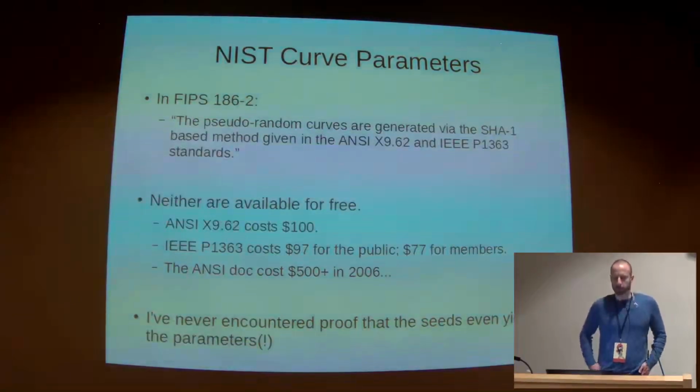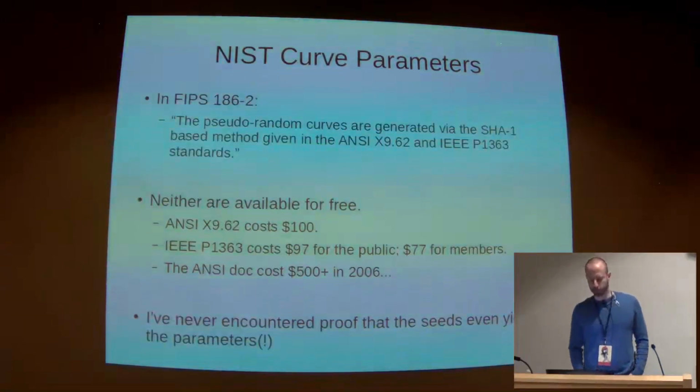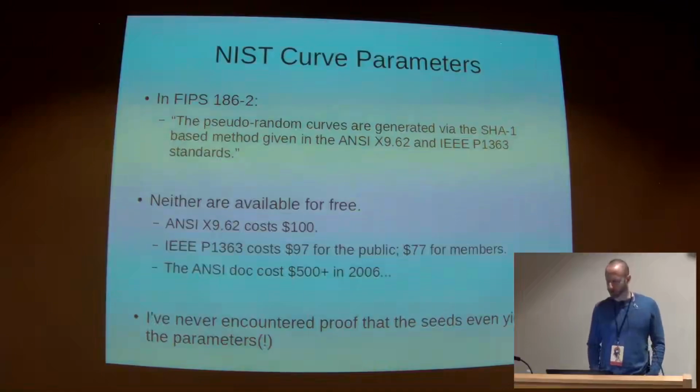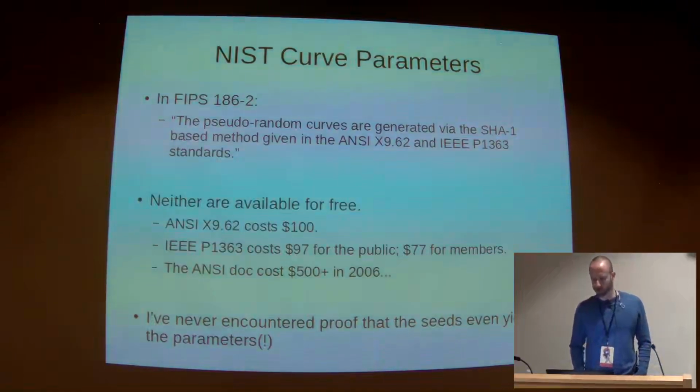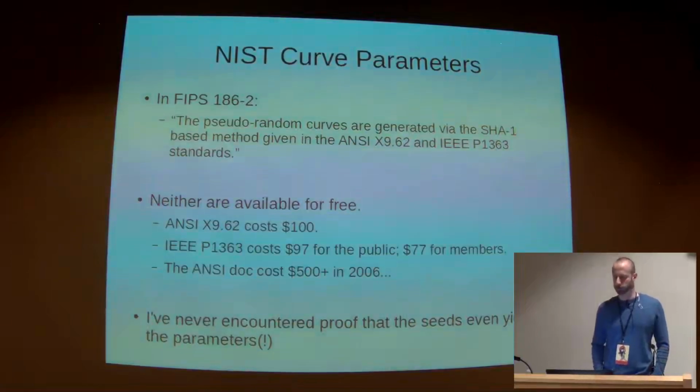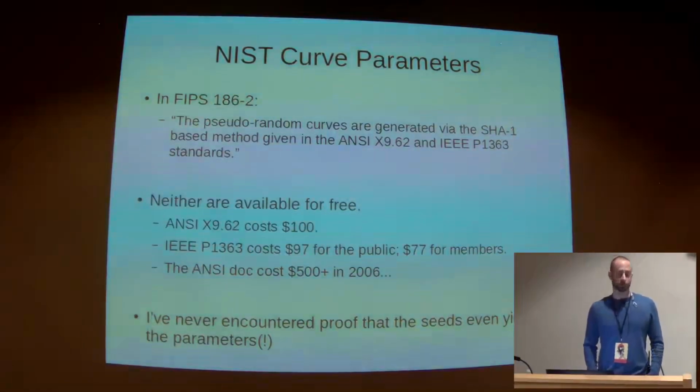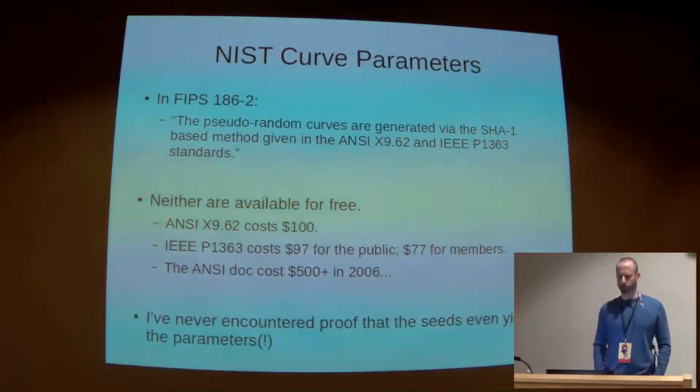So back to the NIST document. Here's a quote from it: the pseudo-random curves are generated via SHA-1 based on the method given in the ANSI X9.62 and IEEE standards. Okay, so let's take a look at them. Well, it turns out neither of them is free. The ANSI doc costs $100. The IEEE document currently is $97, although it's $77 for members.